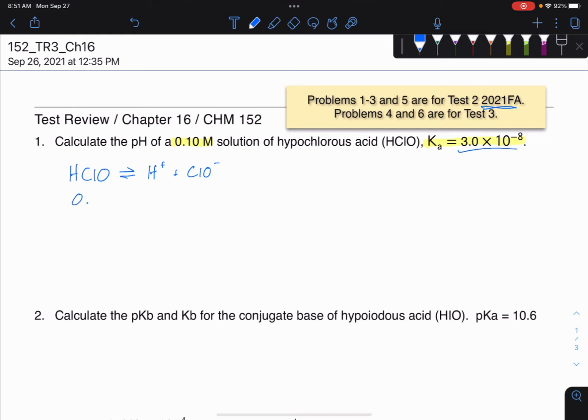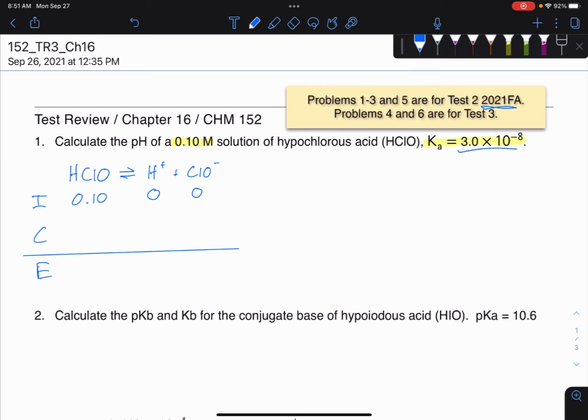We know that we are starting out with initial concentrations. We know that the initial concentration for the weak acid is 0.1 molar. That's given in the problem. Nothing else is stated in the problem, so we can assume that the initial concentrations of the proton and the conjugate base are 0. We're pretending like initially no dissociation has occurred.